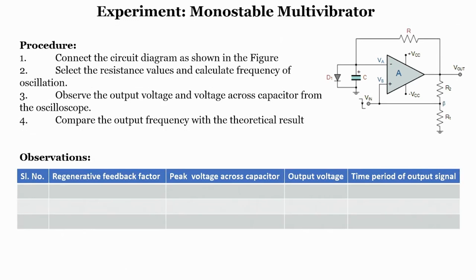If I want to perform an experiment for the monostable multivibrator, I will use the circuit shown here. I will connect the circuit, select the resistance values, calculate the frequency, observe the output voltage and the voltage across the capacitor, and compare the output frequency with the theoretical results. So, what will I do? I will have a regenerative feedback, peak voltage across the capacitor, output voltage and time period of the output signal. Again, we will see how the monostable multivibrator can be designed in your experiment class.